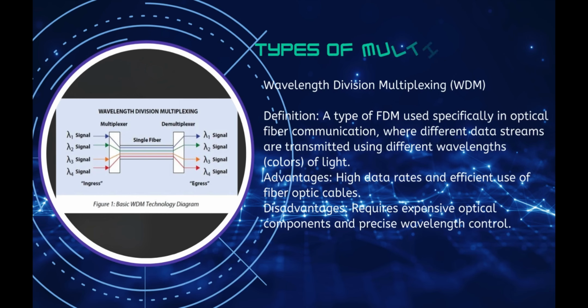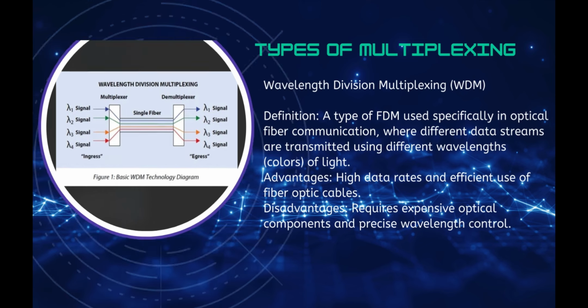Next we have wavelength division multiplexing (WDM). Definition: a type of FDM used specifically in optical fiber communication, where different data streams are transmitted using different wavelengths, or colors, of light. Advantages: high data rates and efficient use of fiber optic cables. Disadvantages: requires expensive optical components and precise wavelength control.